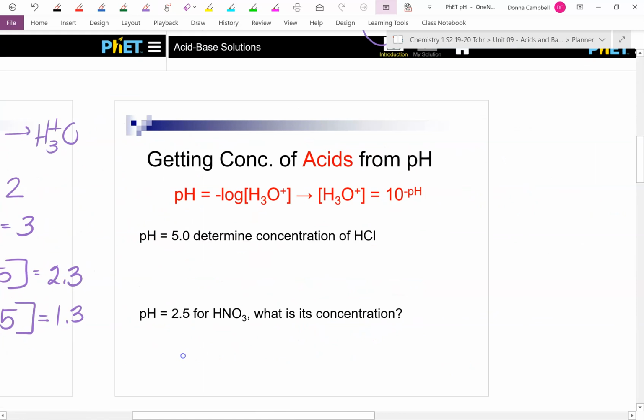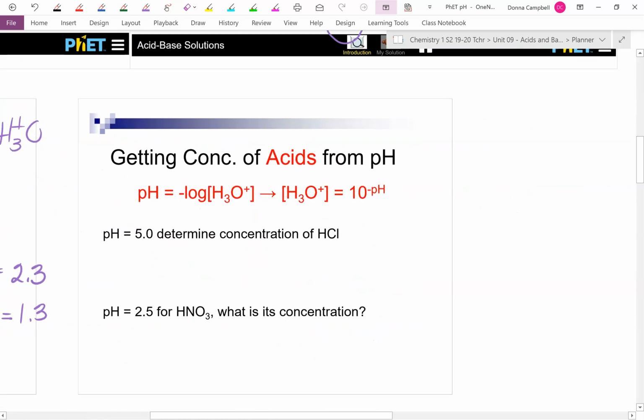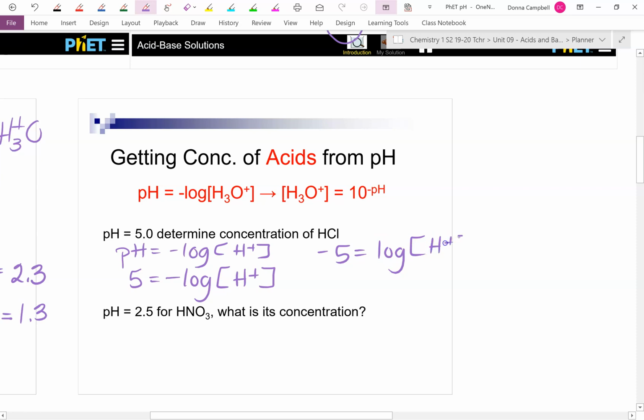Well, what about going backwards? If we've got the pH and we want the acid concentration. So let's set that up. pH is equal to 5. So pH is always equal to the negative log of the H pluses. 5 is equal to the negative log of the H pluses. Well, that's negative 5 is equal to the log of the H pluses.